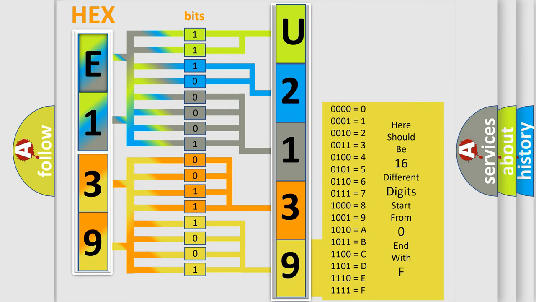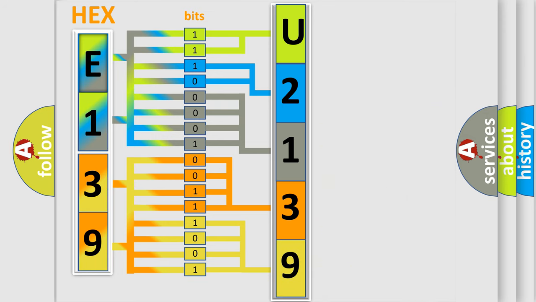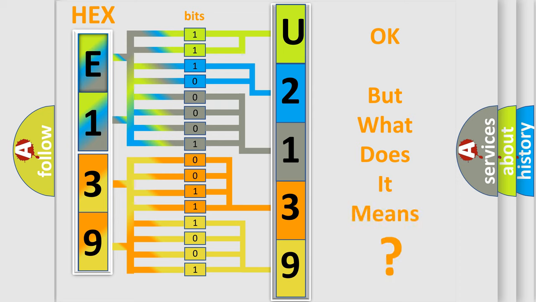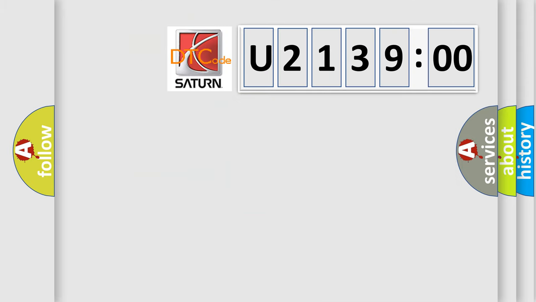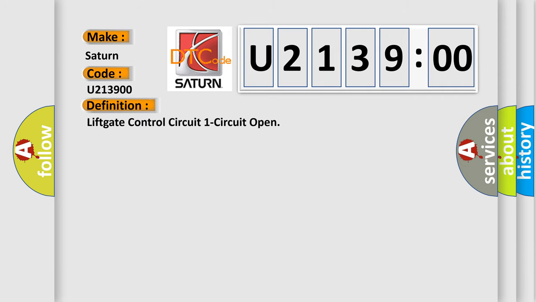We now know in what way the diagnostic tool translates the received information into a more comprehensible format. The number itself does not make sense to us if we cannot assign information to what it actually expresses. So, what does the diagnostic trouble code U2139-00 interpret specifically for Saturn car manufacturers? The basic definition is liftgate control circuit 1 circuit open. And now this is a short description of this DTC code.